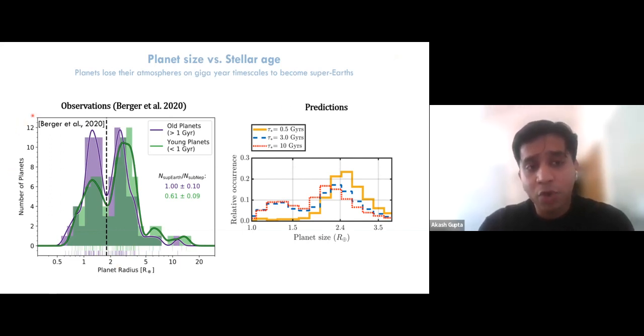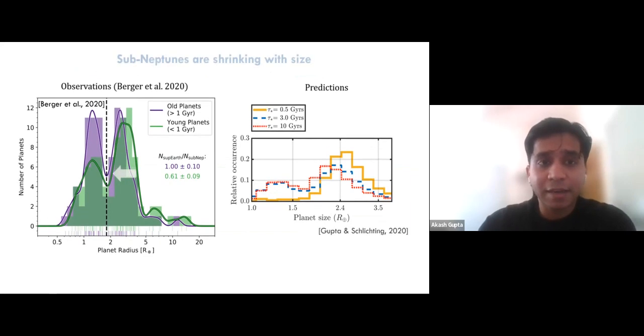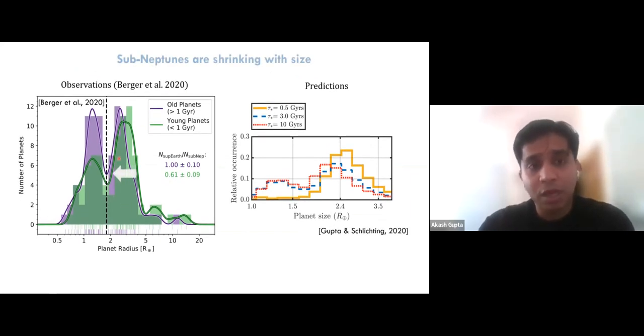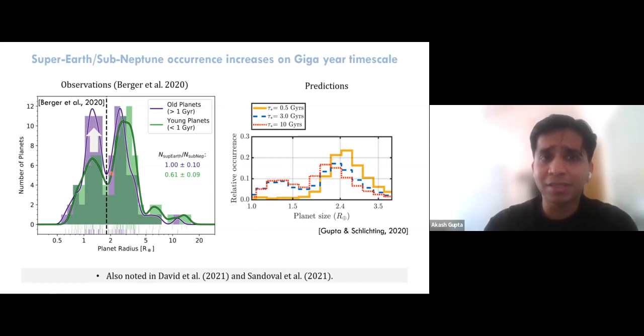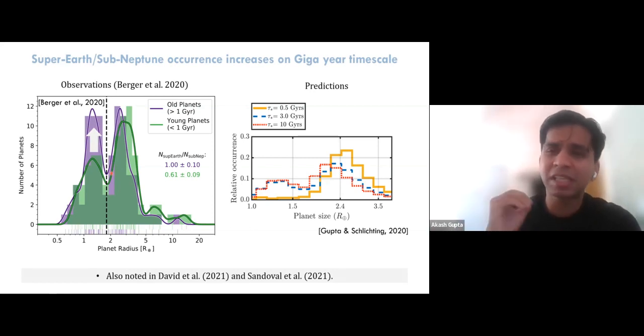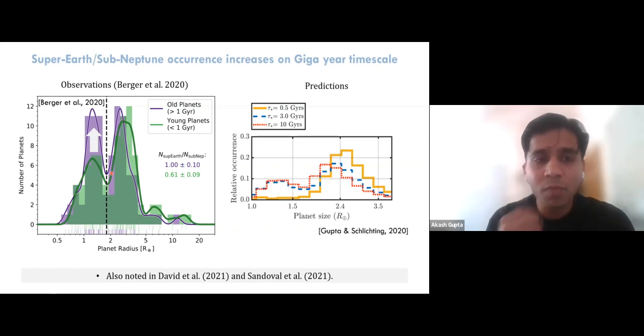Basically, in this plot, we have number of planets on the y-axis and planet size on the x-axis. The purple histogram shows the older planets, older than 1 gigayear, whereas the green histogram shows younger planets, younger than 1 gigayear. There are two interesting things happening here. First of all, the sub-Neptunes are shrinking in size over time. Second, the super Earth to sub-Neptune occurrence ratio is increasing on this gigayear timescale, just as we had predicted back then.